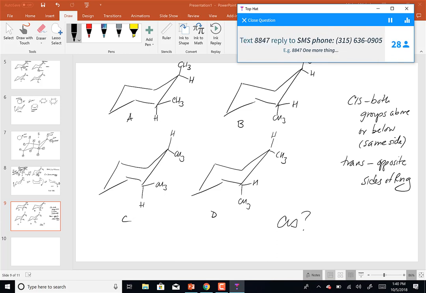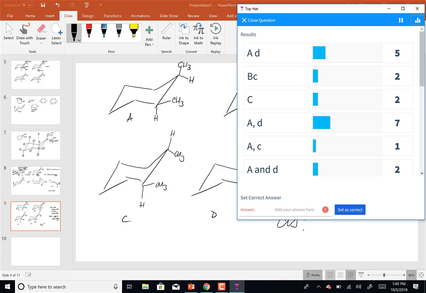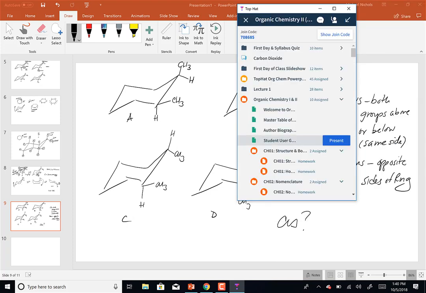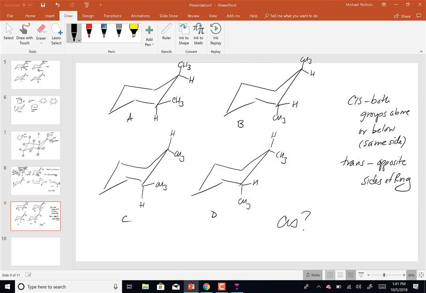Okay, let's see what we've got. We've got 5 ADs, 7 ADs, 2 ANDs. So I would say the most popular answer is A and D are cis. Okay. Is that correct? Let me ask a question. That methyl group that I just circled, above or below the plane of the ring?